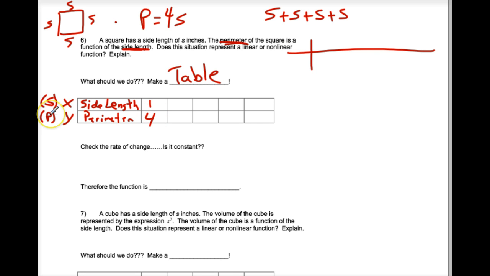What's the next side length we should probably use? 2. What's the perimeter? 8. 3, 12. 4, 16. 5, 20. Should we use a negative value here? No. You can't have a square with a side length of negative units long. Doesn't make sense. All right, everybody find the slope for the rate of change. 4 over 1.